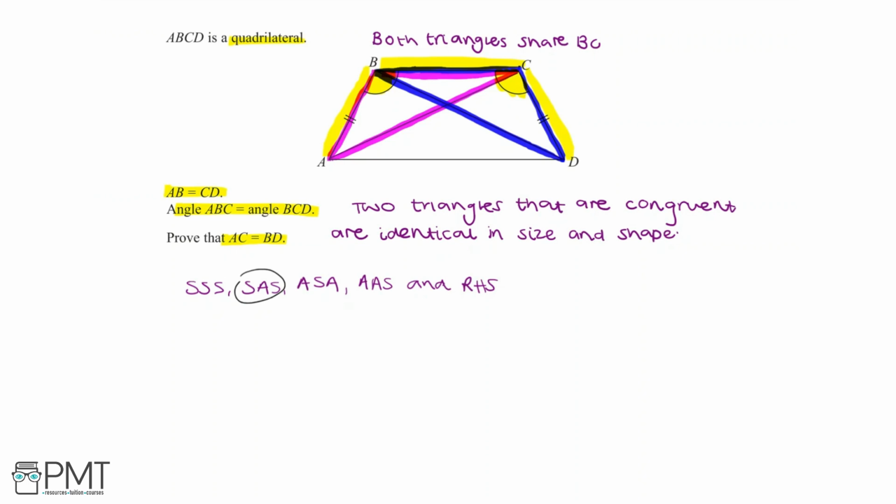Now to prove that AC equals BD, well, we discussed that two triangles that are congruent are identical in size and shape. And so if triangle ABC and triangle BCD are congruent, that means for both triangles, that last side that we haven't looked at must be the same. And the last side, well, in triangle ABC, that's line AC, and in triangle BCD, that's line BD. And so we can now say that line AC is equal to line BD.